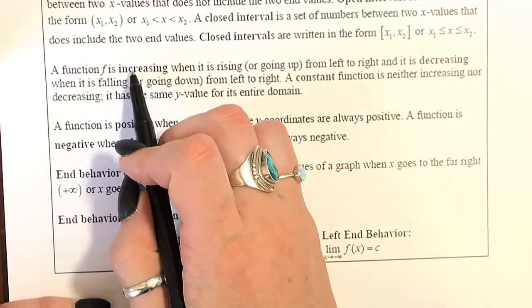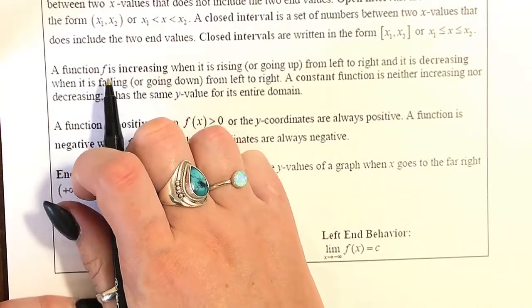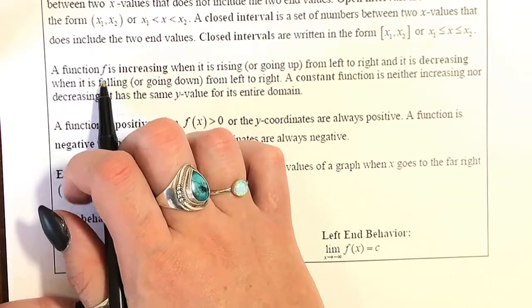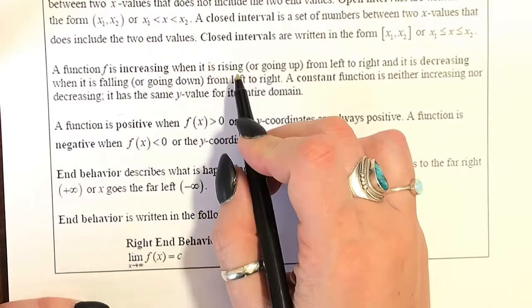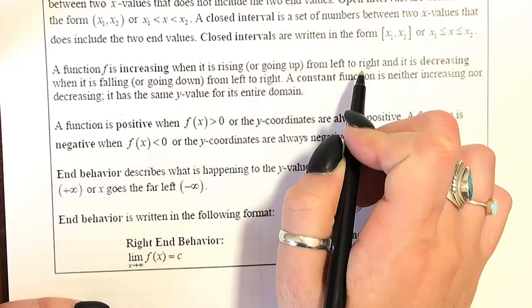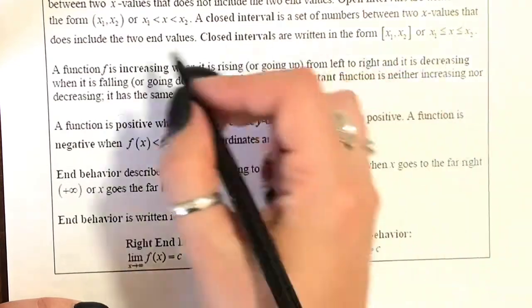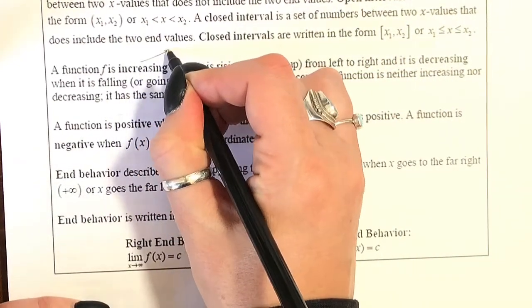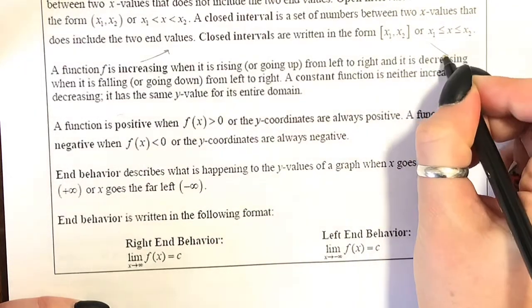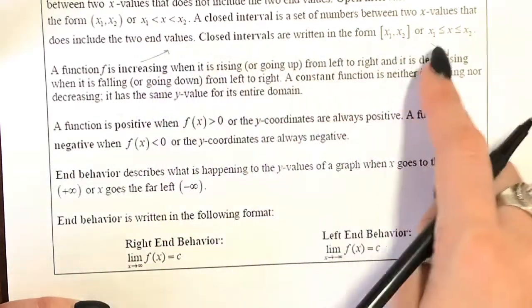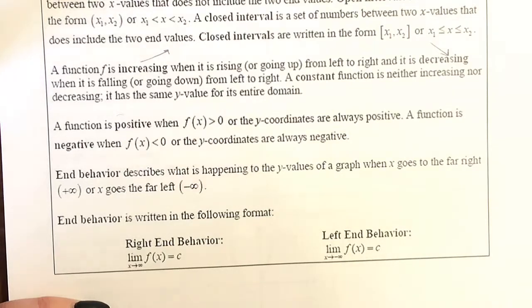The first type is we are going to be looking at our graphs to see if they are increasing versus decreasing. A function f is increasing when it is rising or going up from left to right, and then we call it decreasing when it's going down from left to right. So increasing is going up from left to right, and decreasing is going down from left to right. So we will be looking at graphs and writing the intervals for when they're increasing and the intervals for when they're decreasing. And again, we'll use those x values for that.